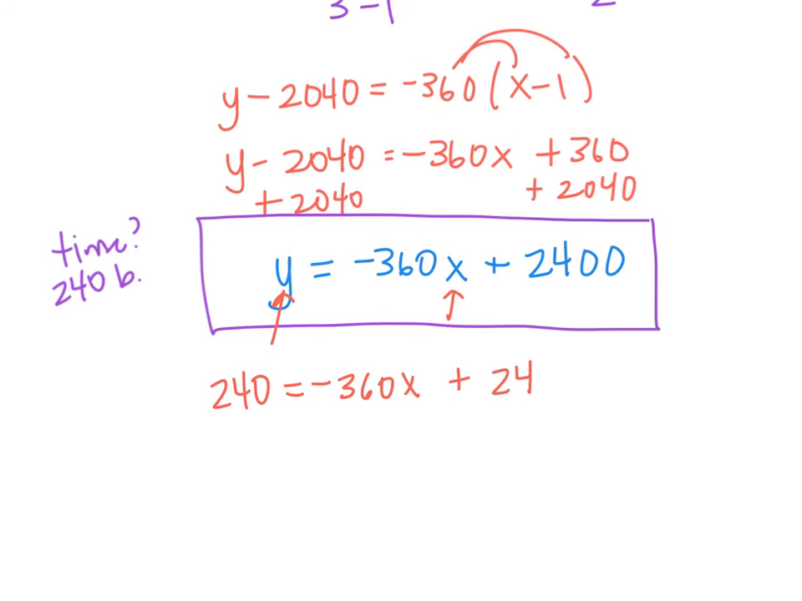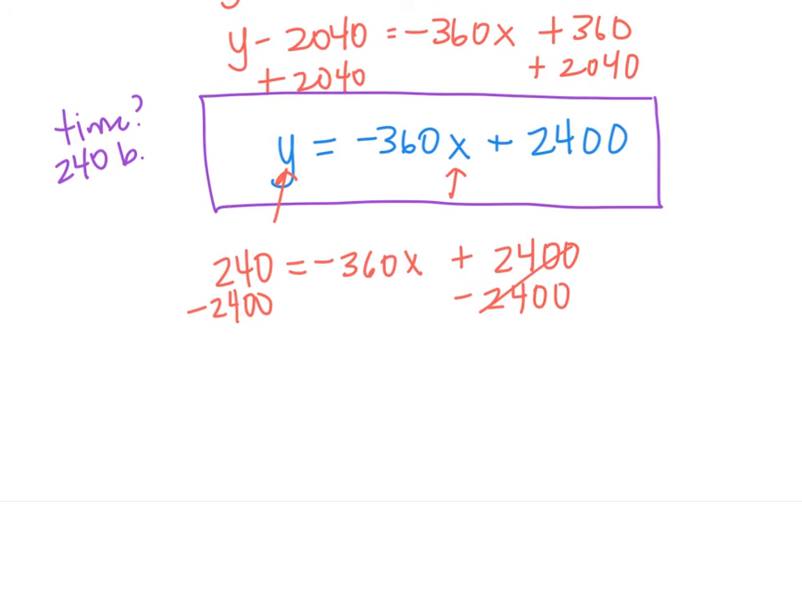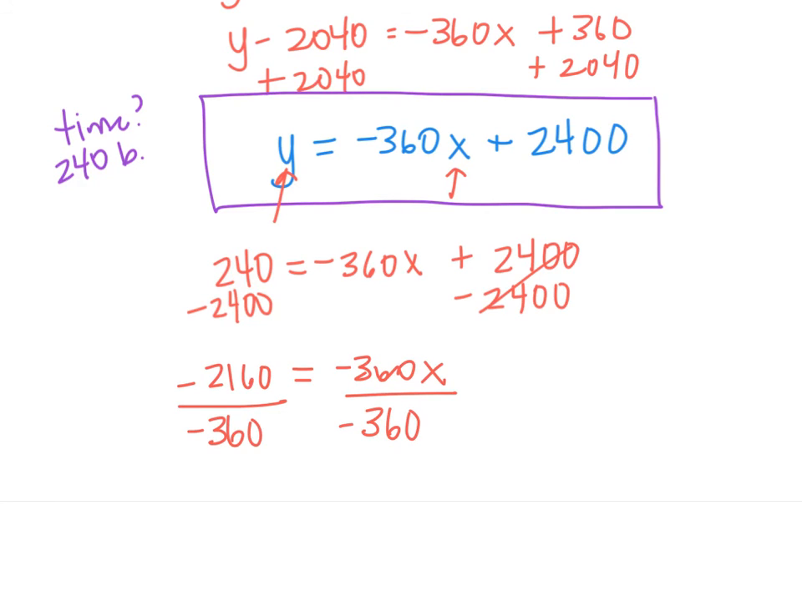So for this problem, we had to write an equation first that modeled the situation, and then we can go back and answer the question that they were looking for. And it involves using the equation that we wrote. So I'm just solving for x. I subtracted 2400 first, because this is a negative 2160 is equal to negative 360x. Divide both sides by negative 360. And we get x is equal to 6.